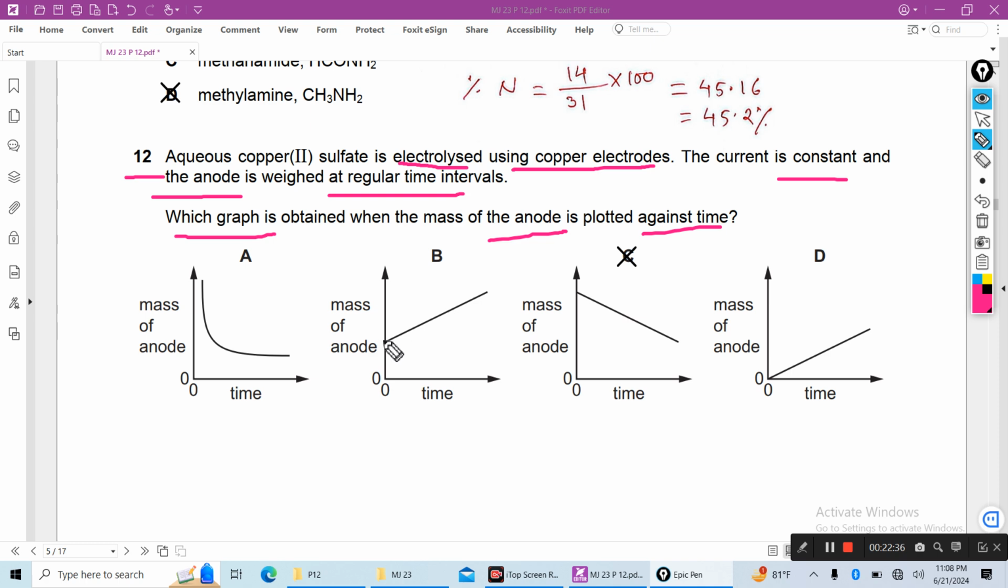So this mass increases, this is wrong, this increases, this is wrong. This exponentially decreases, but here this becomes constant, so this is wrong. This decreases linearly, so C is the right answer. As time goes on, the mass of the anode will decrease. C is the right answer.